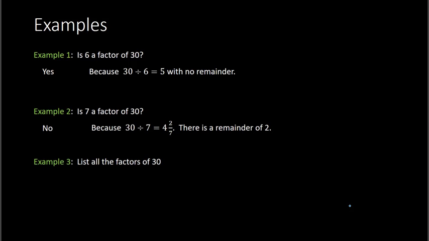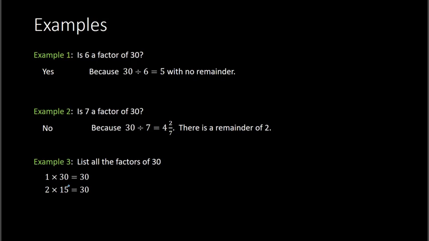If you're told to find or list all the factors of a particular number, for example, list all the factors of 30, what I do is I see what numbers will multiply evenly together to get 30. For example, 1 times 30 equals 30. So 1 and 30 both are factors because they multiply to get 30. 2 and 15 would be factors because 2 times 15 equals 30. So we have 2 and 15 as well.